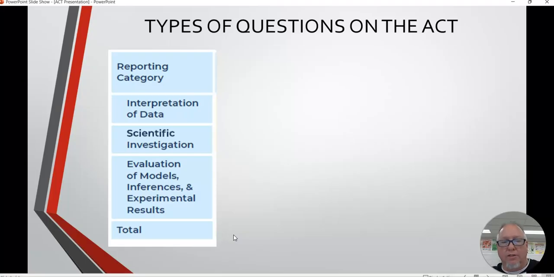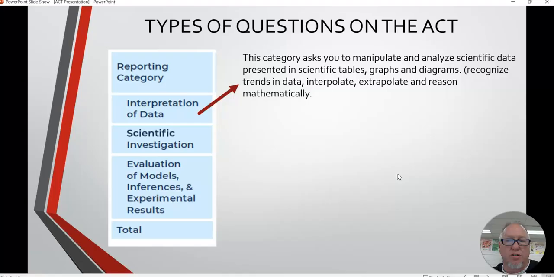So these are the questions that they focus on. There are 3 main categories. There's something called interpretation of data. When you do an interpretation of data question, you're going to be looking at graphs, tables, charts, trying to analyze those charts and do some mathematical reasoning to develop an answer.